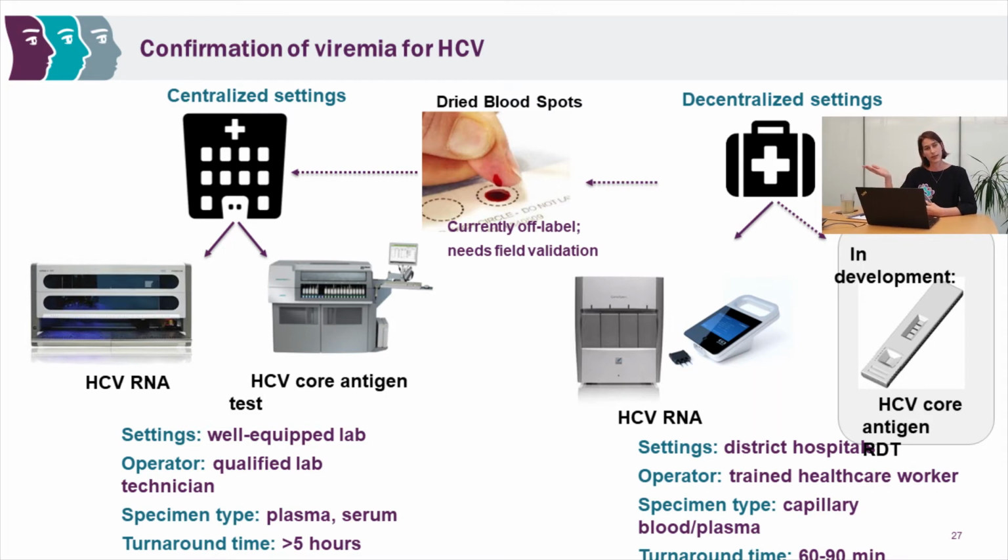So these decentralized settings can be district hospitals, lower level, but still needing a trained healthcare worker. The specimen type is capillary blood or plasma, and the turnaround time to results is around 60 to 90 minutes. In development is a core antigen RDT for hepatitis C. However, that work is still in the development phase and is not yet on the market.